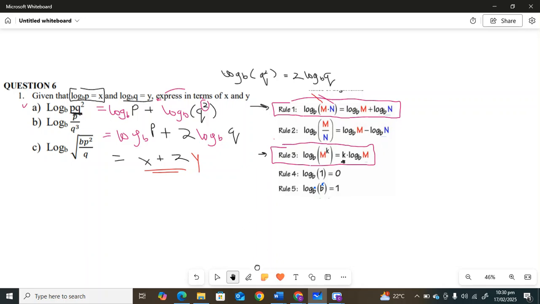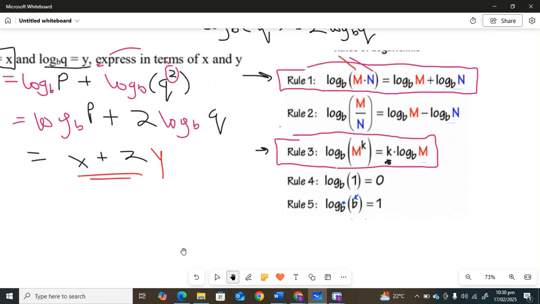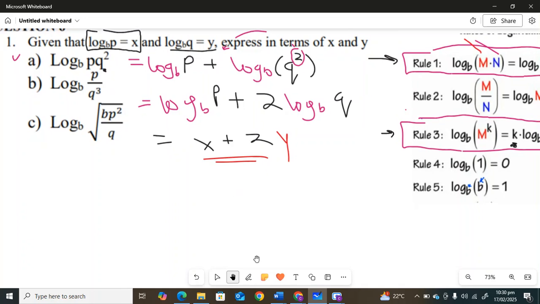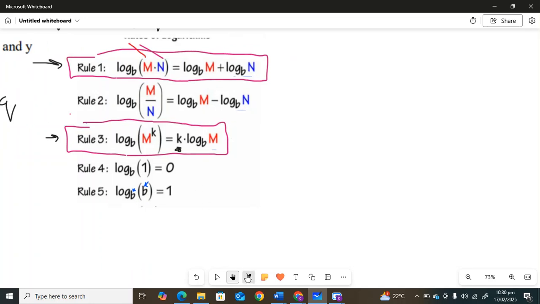So part B is log b p over q cubed. Let me put the question next to the rule so that life will be easy. So here we have log b p over q cubed.